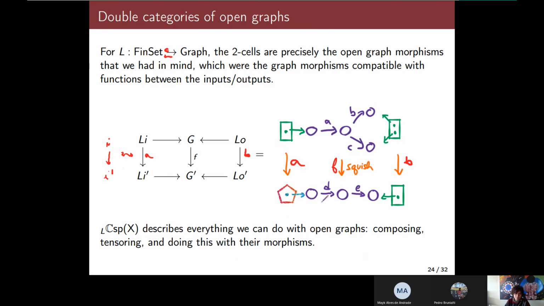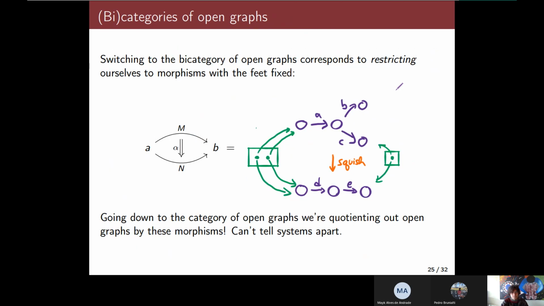Will follow from this double category. So composing and tensoring. Composing will be like horizontal composition, actually, right? Because horizontal composition is that push-out construction. And tensoring by including stuff side by side. And the fact that this is a symmetric double category says that we can also tensor morphisms, tensor two morphisms, and so on.